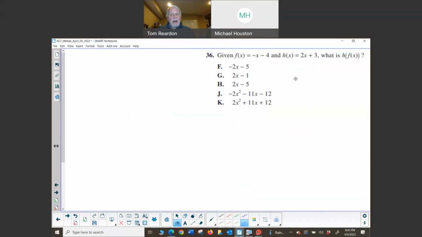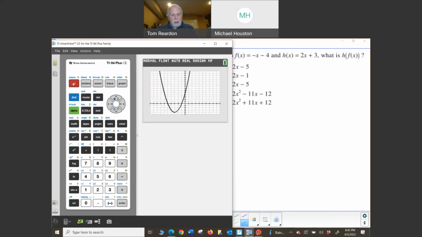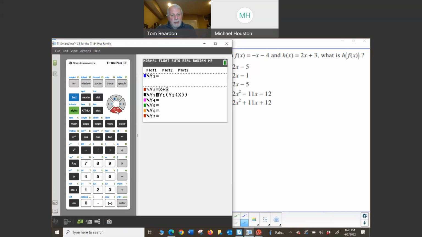This one here, I'm going to do it in a similar way. Okay. It says here's f and h. What is h of f of x? And it asks for this. And if you had a CAS calculator, it would do it, but we're not allowed to use CAS here. So I thought this was kind of cool. See what you think of this. Let me go ahead and clear those out again.